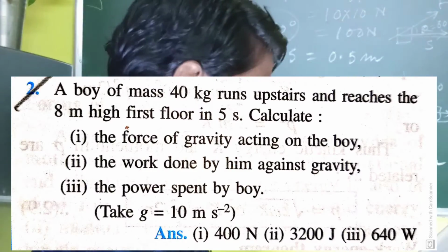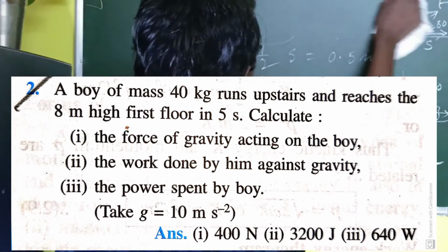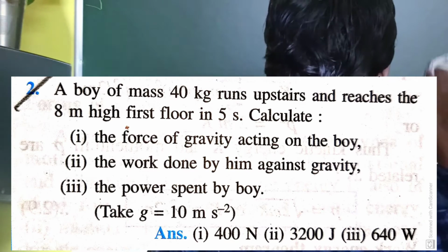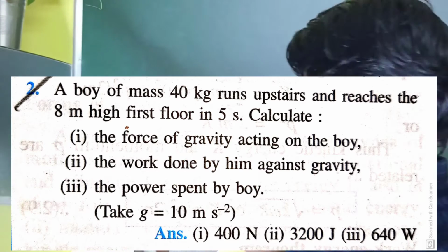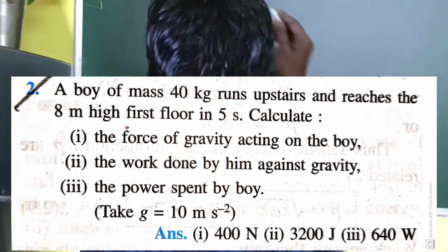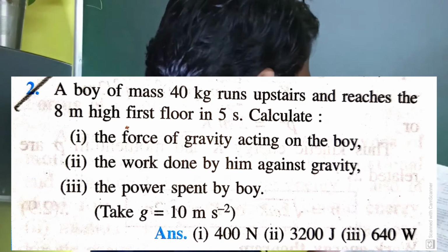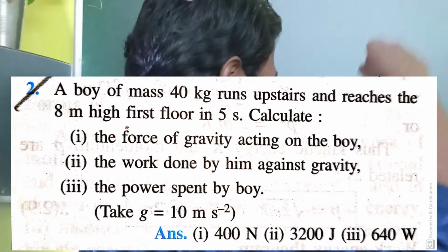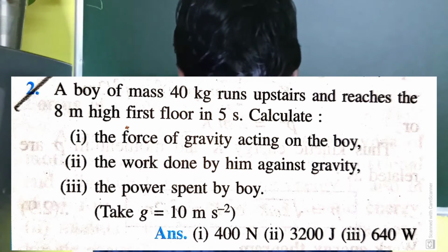Question number 2. Write down this one again and try again. And you can easily solve this after seeing the concept or seeing the answers. So question number 2: a boy of mass 40 kg runs upstairs and reaches the 8 meter high first floor in 5 seconds.